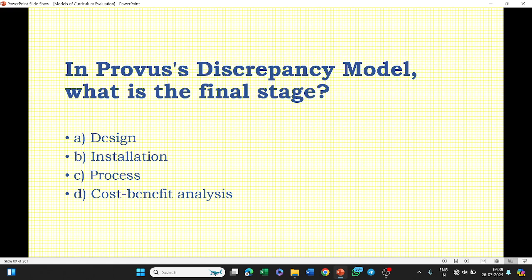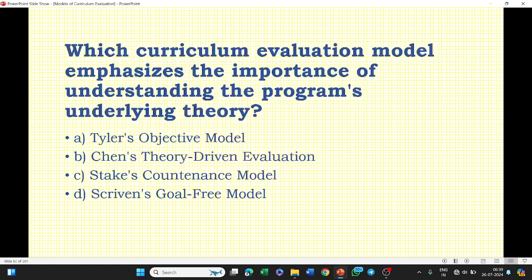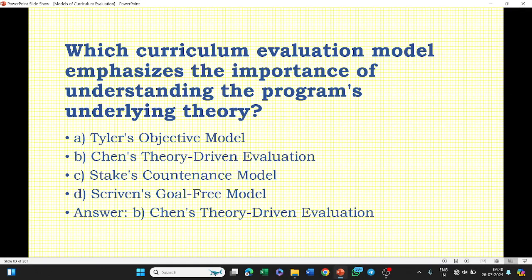In Provus's discrepancy model, what is the final stage? Options: design, installation, cost benefit analysis. Answer of this question is option D, that is cost benefit analysis. Which curriculum evaluation model emphasizes the importance of understanding the program's underlying theory? Options: Taylor's objective model, Chen's theory driven evaluation, Stake's countenance model, Scriven goal free model. Answer of this question is option B, that is Chen's theory driven evaluation.